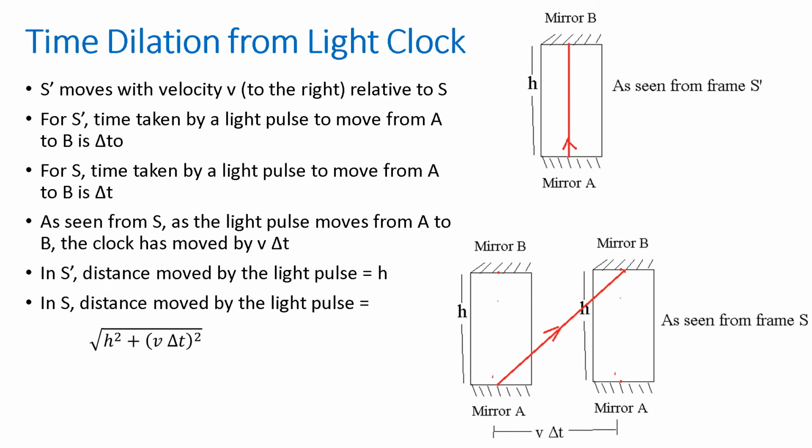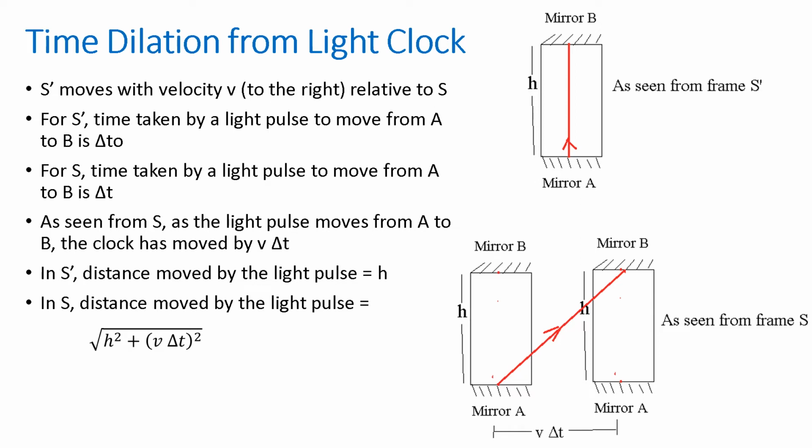In fact, the time dilation formula can be derived by considering a light clock. Suppose that frame S prime is moving at velocity v relative to frame S. For S prime, the time taken by a light pulse in moving from one mirror to the other is delta t naught, and for S, the corresponding time taken is delta t. As seen from frame S, as the light pulse moves from one mirror to the other, the frame S prime, and together with that the clock, has moved by a distance of v delta t.